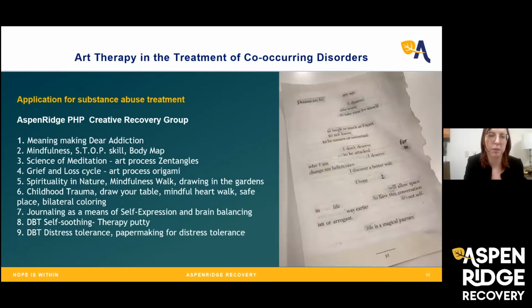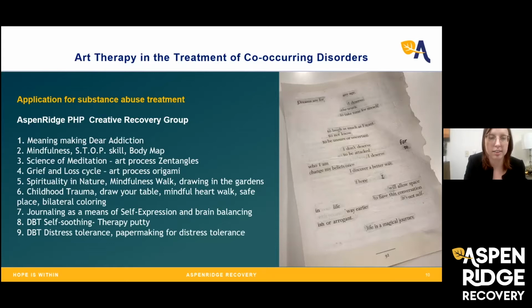The AspenRidge PHP art therapy group is called Creative Recovery, and these are some of the topics that we might do in that group. Meaning making with Dear Addiction, that has to do with slam poetry, and they write their own slam poetry. Mindfulness, a STOP skill, which is a CBT skill, and creating a body map. I'll show you some examples of that later.